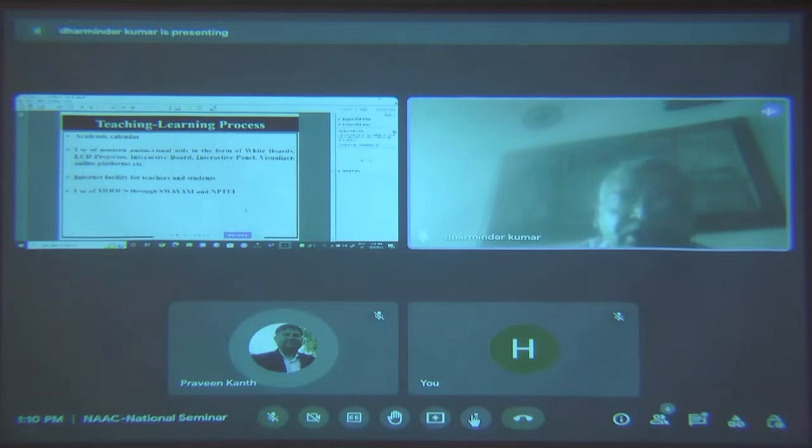I think that has already been covered on the 4th of November. Normally, in the teaching-learning process, you must have the academic calendar. You must use audio-visual aids in your classrooms through either offline or online platforms, or both. Good internet connectivity or facility for teacher and student both throughout the duration of the teaching hours. And every student must understand and use MOOCs courses through SWAYAM and the NPTEL portal.